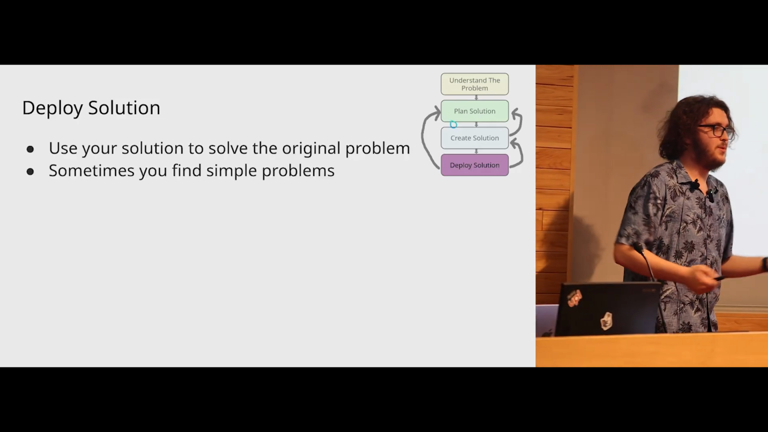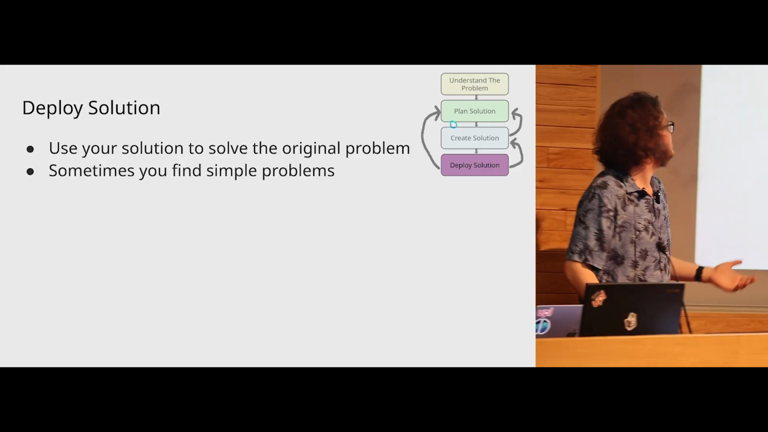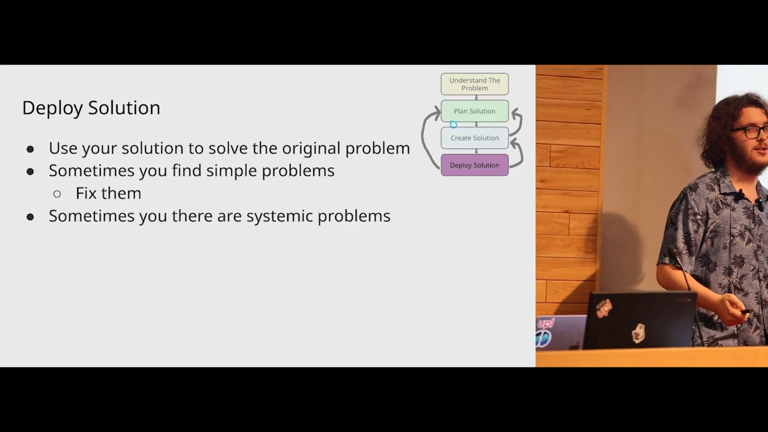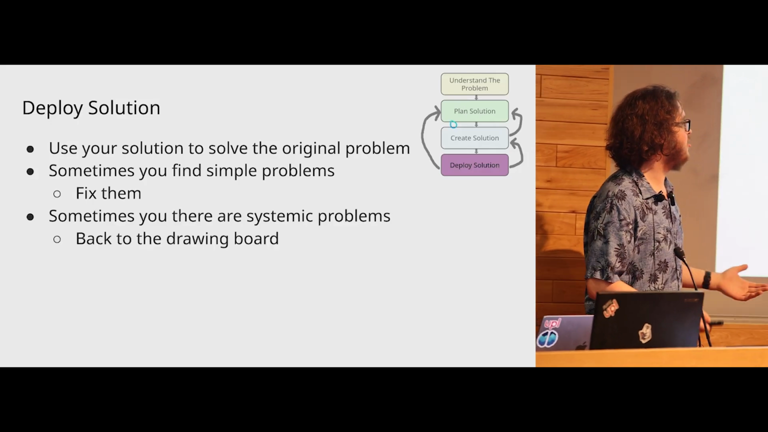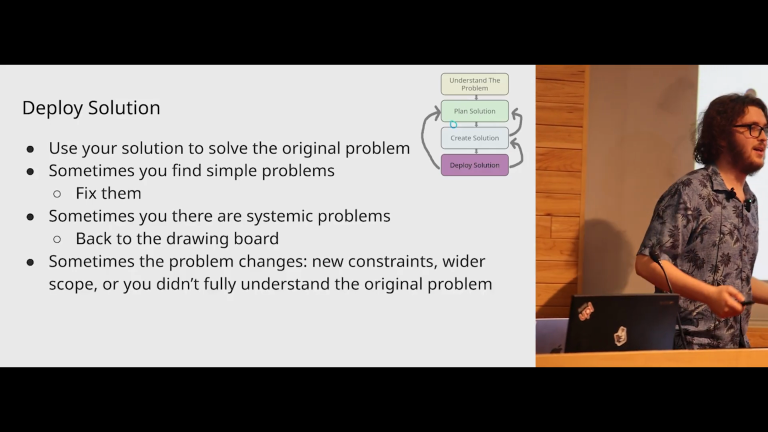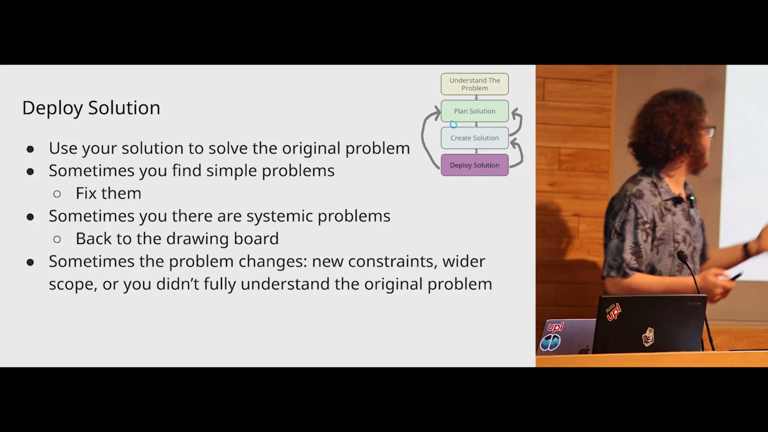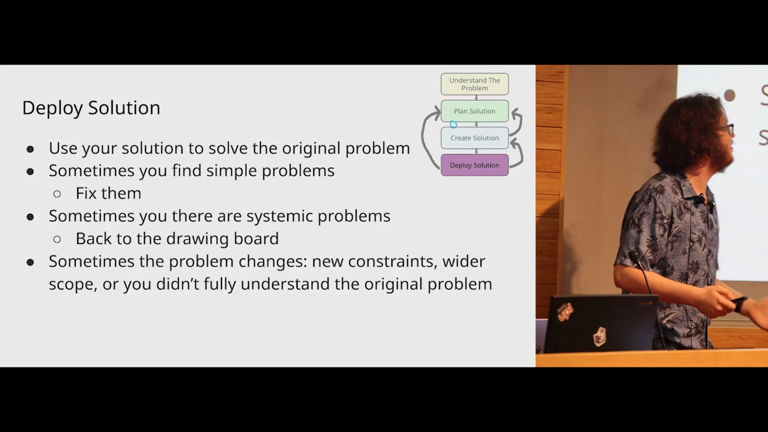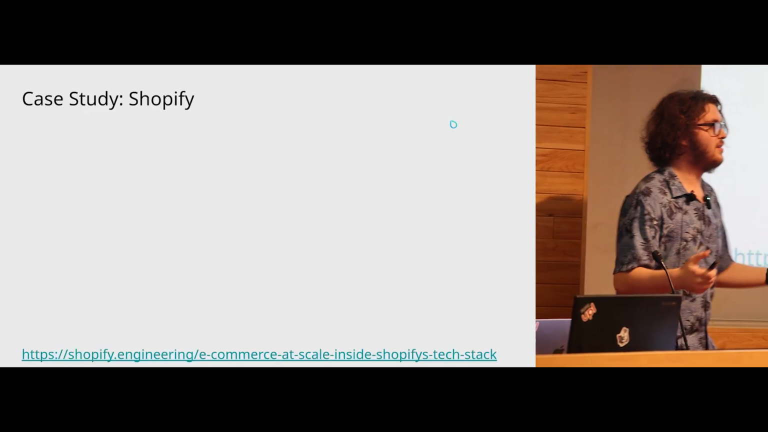And sometimes there's simple problems with your solution. There's just simple bugs that you can just go fix. But sometimes you find that there's more systemic problems in your solution, and you just got to go back to planning again. And sometimes the problem just changes. You gain new constraints, you widen the scope of your problem, or you find out you didn't truly understand the problem to begin with. And so what does good engineering look like?